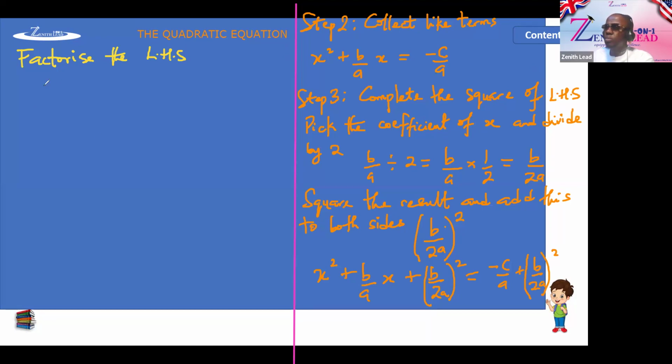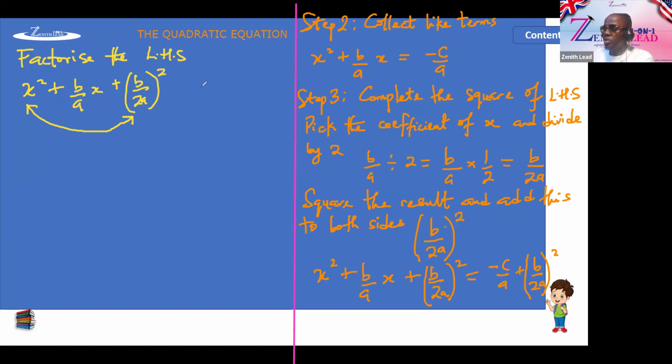So what do we do? How do we factorize this? You know that in factorizing a quadratic expression, you have x squared plus b over a x plus b over 2a squared. Now, what you have to do is multiply the constant and determine the highest exponent in the quadratic expression.